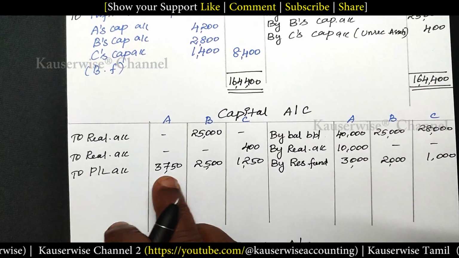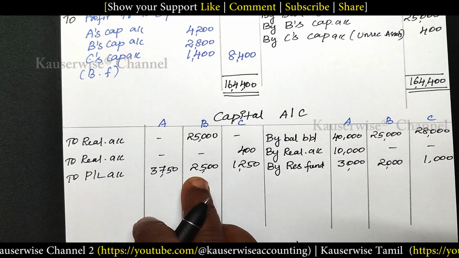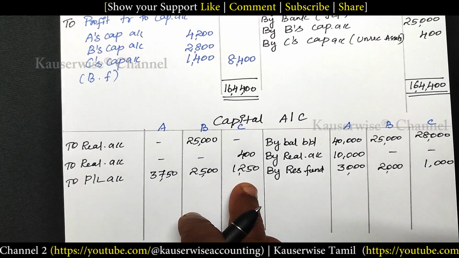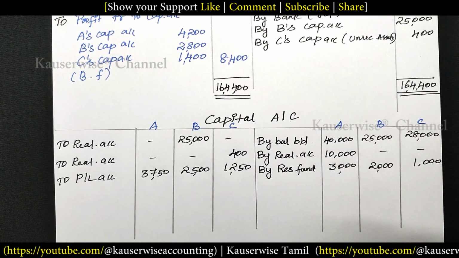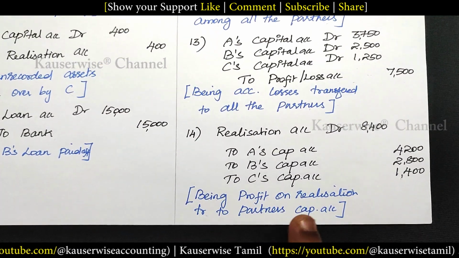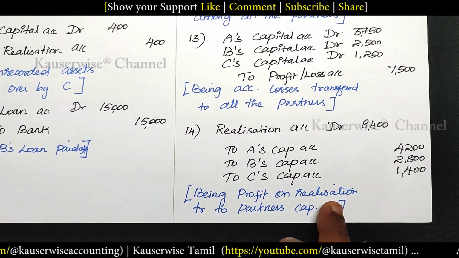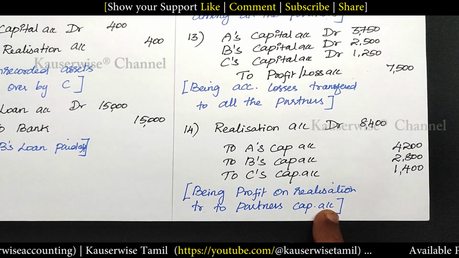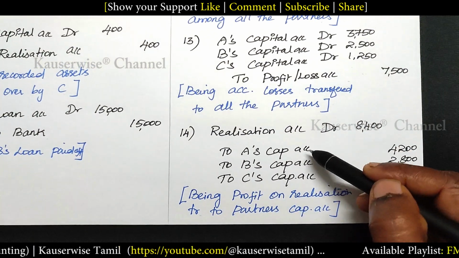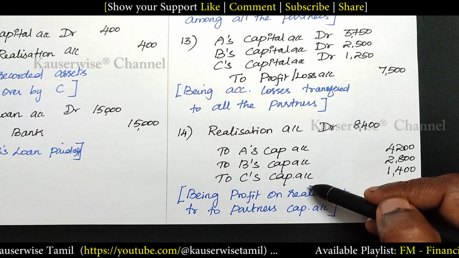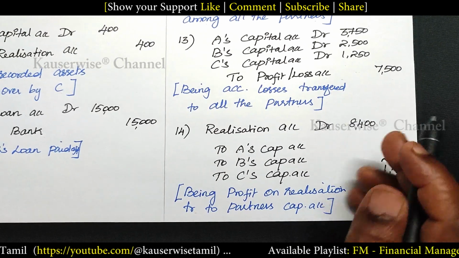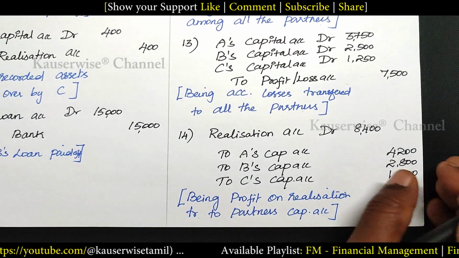Okay, profit and loss 3,750, 2,500 and 1,250. Okay, see the next entry. See the last entry, that is a transfer of realization profit to all the partners' capital accounts. Realization account to all the partners' capital accounts. So enter this figure under the credit side of the partners' capital account.